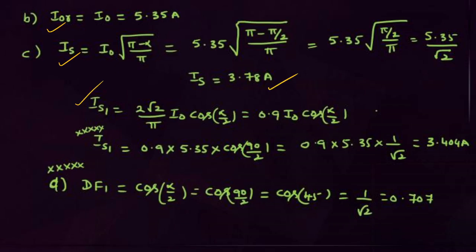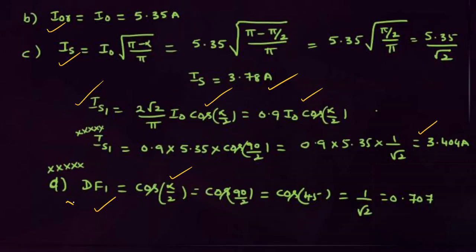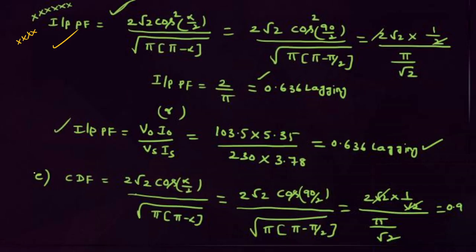What is the fundamental source current? 2 root 2 by pi into I naught into cos alpha by 2. That is 0.9 I naught into cos alpha by 2. You have to calculate the fundamental source current, 3.404 amperes. Distortion factor is cos alpha by 2, students. Alpha is 90 degrees, that you have to substitute. What is the input power factor? Very important, as I told. Distortion factor is important. Even fundamental source current is also important. RMS source current is also important. Every model is important. Please practice this model of question.